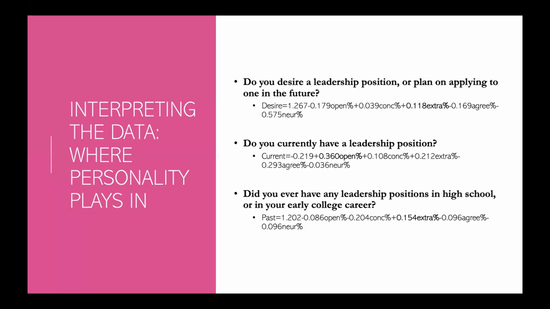So then I decided to go into how those specific traits and those percentages affect one's desire or current or past possession of a leadership position. So I decided to run each of the 5 traits against each question that I asked them. And so desire was most affected by extroversion and negatively affected by agreeableness, which makes sense to me as, you know, if you're going to go and ask for leadership positions, or if you're going to go in and seek one out, you're probably going to be seeking new experiences and seeking new stimulating activities.